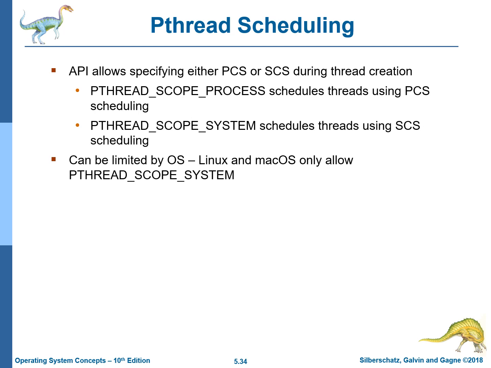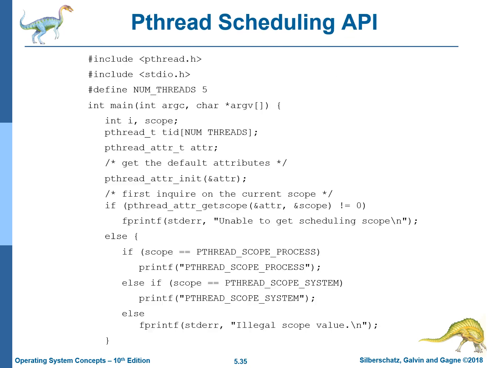POSIX thread scheduling. The application programming interface allows specifying either PCS or SCS during thread creation. PTHREAD_SCOPE_PROCESS schedules threads using PCS scheduling. PTHREAD_SCOPE_SYSTEM schedules threads using SCS scheduling, and it can be limited by the operating system, like Linux and macOS, which only allow PTHREAD_SCOPE_SYSTEM. This is the POSIX thread scheduling application programming interface.